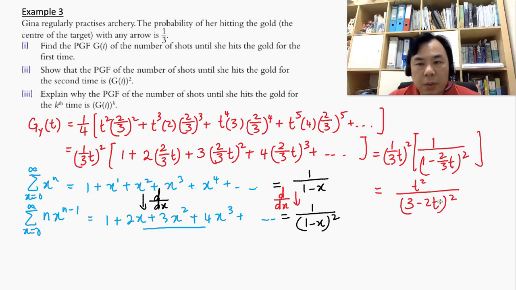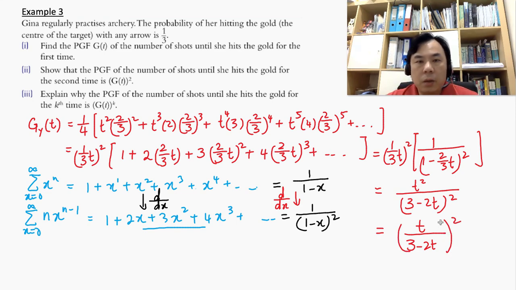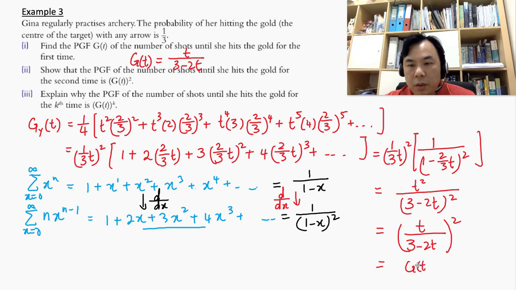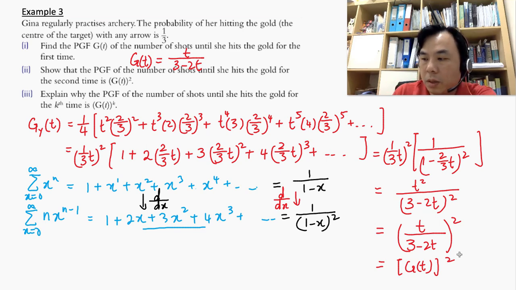Okay, and then from here, we're going to finalize what they want us to do. Now from here, I can write this as 3 minus 2t, to the power 2. All right. Now, if you notice, the g(t) that we obtained previously was t over 3 minus 2t. Therefore, that has provided us with a clear proof that this is the square of the probability generating function that we obtained in our first section there. All right. So I hope that is clear at this point.